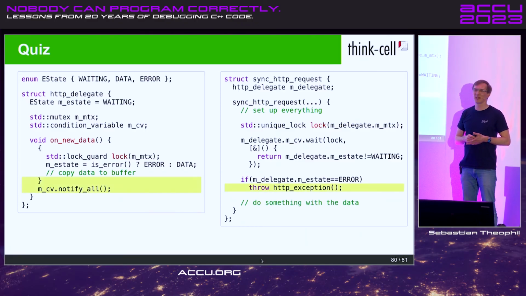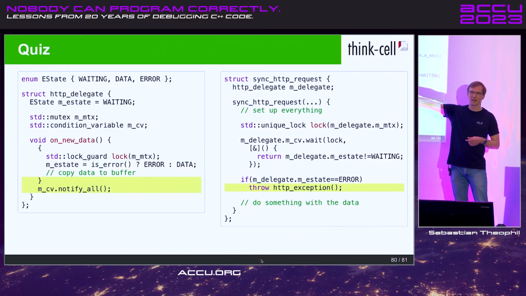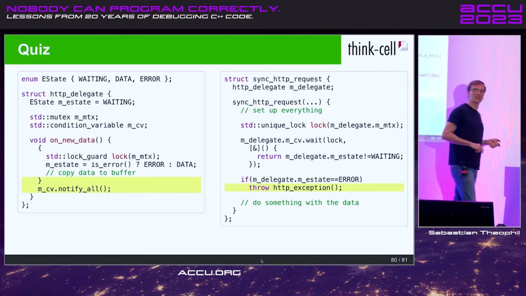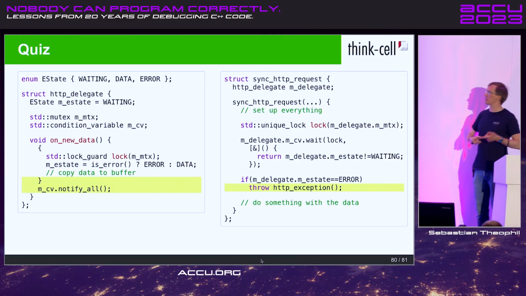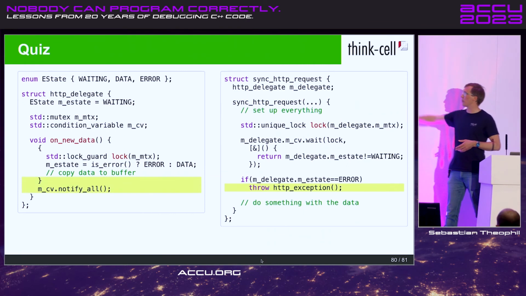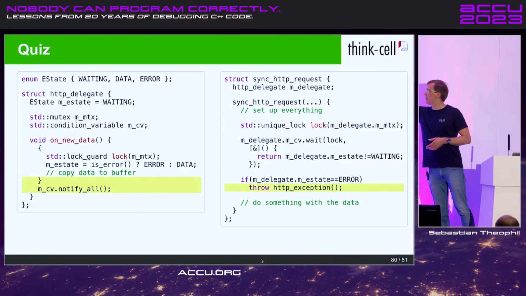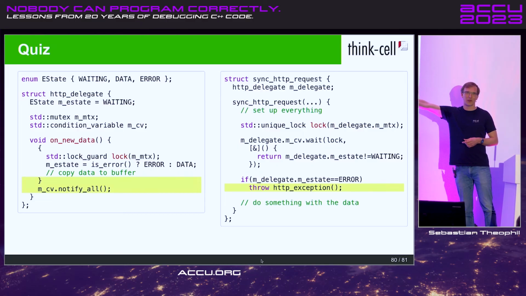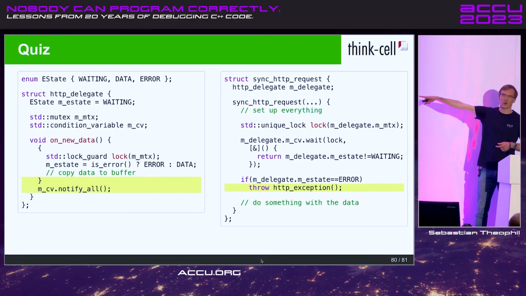Well, unless I'm exactly there in the left-hand side, then it will be true, right? When that thread is exactly at that closing brace, the mutex is released, the state has flipped, and it says error, for example. I get a spurious wake-up. I wake up, I have an error, I throw an exception, I delete the delegate, boom, my notify all goes to a destroyed member variable.